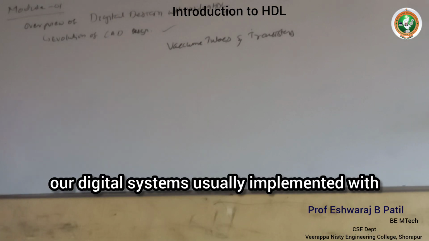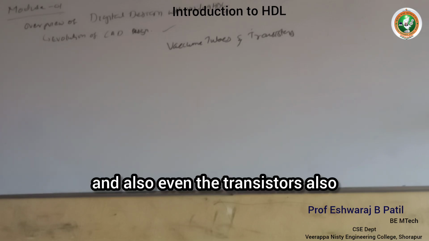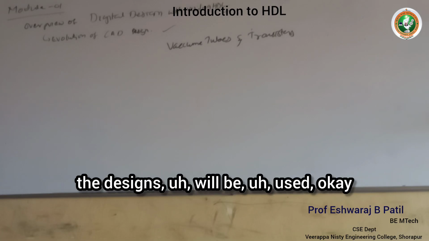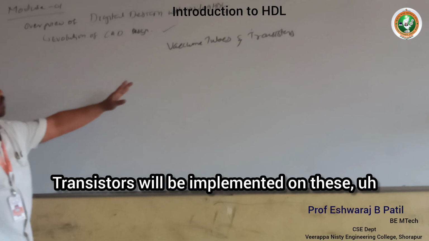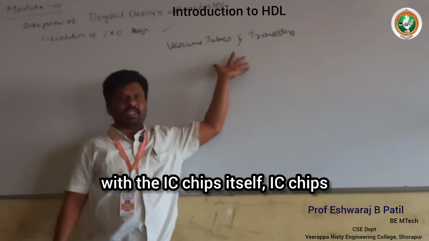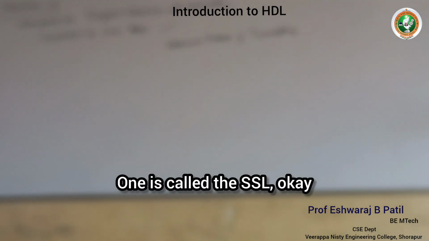Our digital systems were usually implemented in the earlier days with vacuum tubes and even transistors. When hierarchical design is used, transistors will be implemented in IC chips. ICs are integrated circuits. There are several types of chips. One is called SSI.